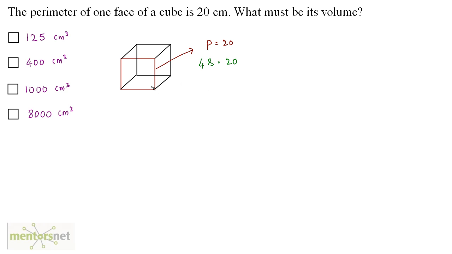And the length of the side of the square is basically equal to the side of this cube, isn't it? So I can calculate the side and then I can calculate its volume. So let's calculate the side, which is equals to 20 by 4, and that's 5 centimeter. So the side is 5 centimeter. Now we can calculate volume. Volume of a cube is basically side cube, right? So side is 5, so this is 5 cube, and 5 cube is 125 centimeters cube. Okay, so option A is the correct answer.